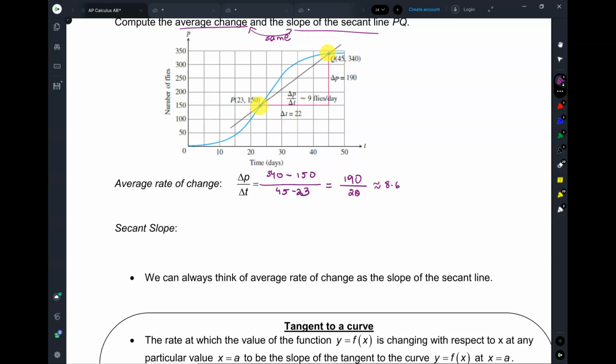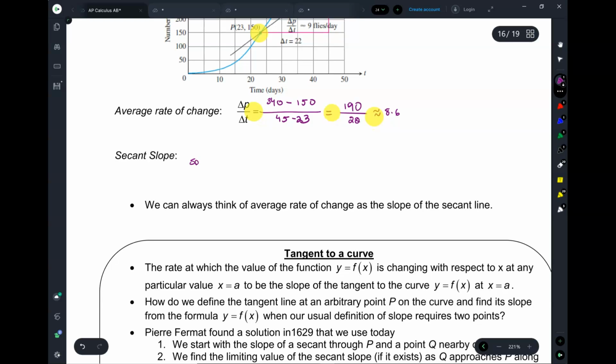Okay. One thing I was bragging about downstairs is how everybody had the limit notation correct on their quizzes.